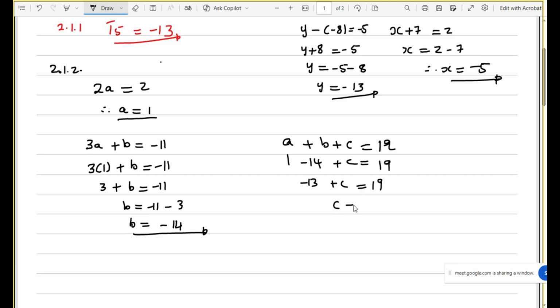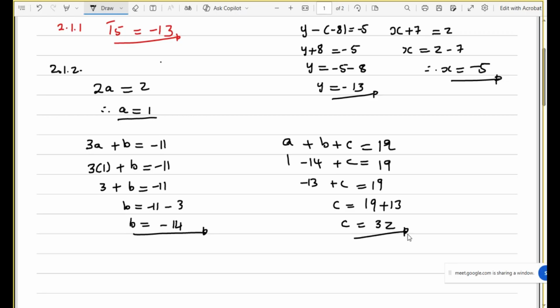The -13 goes to the other side to be positive. When you add the 2, it's like saying 19 plus 13. So the 1 goes there, that's 20. 20 plus 12, that's 32.